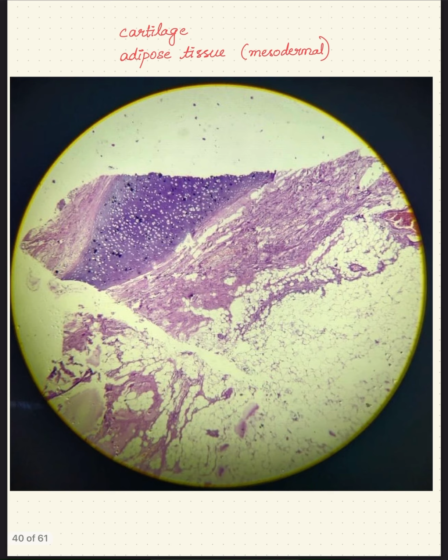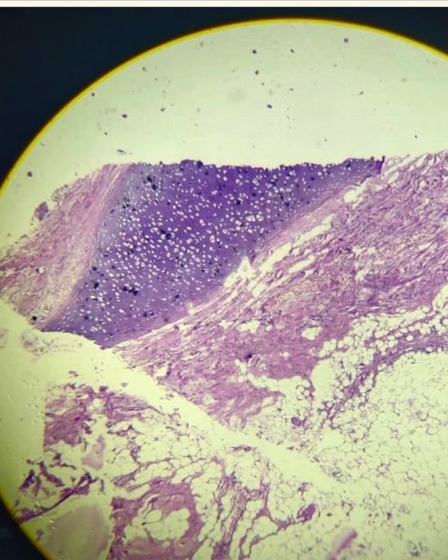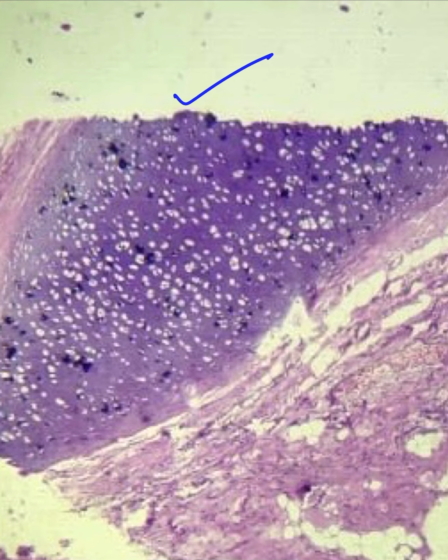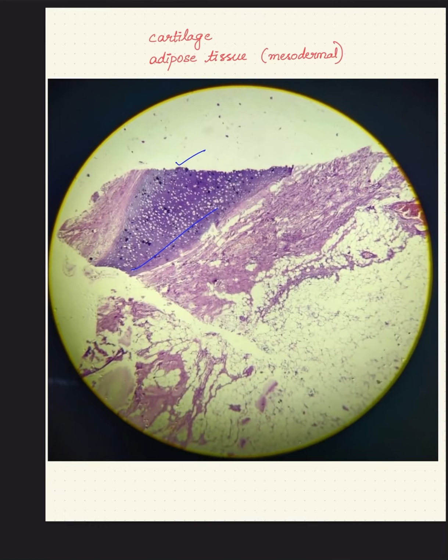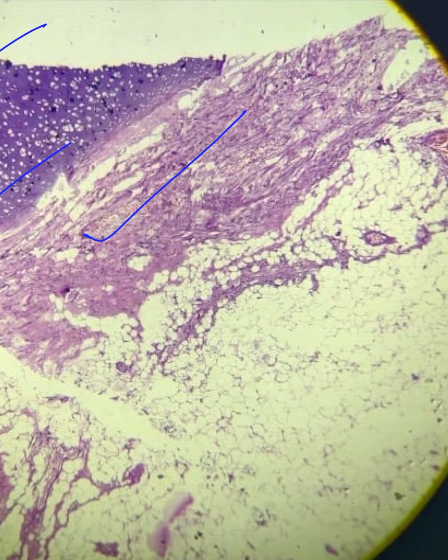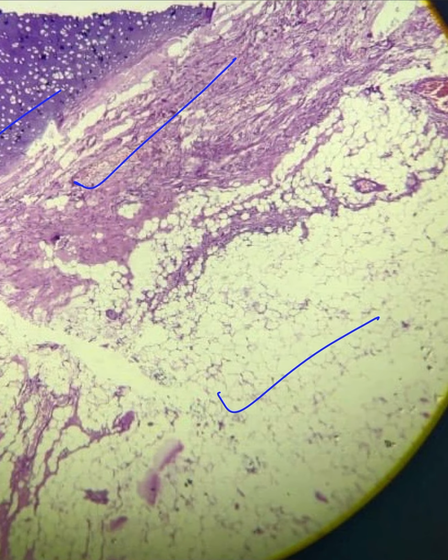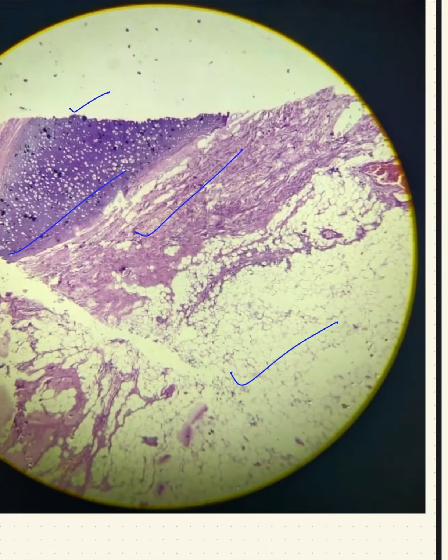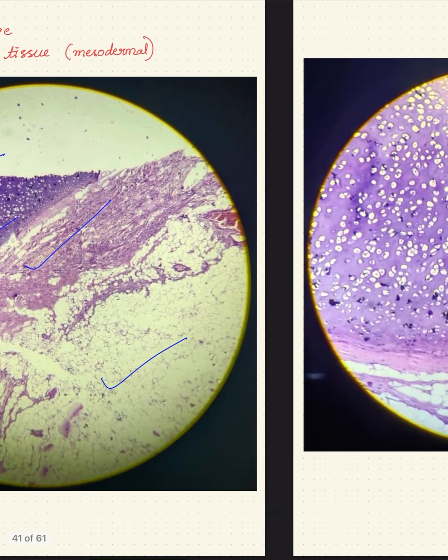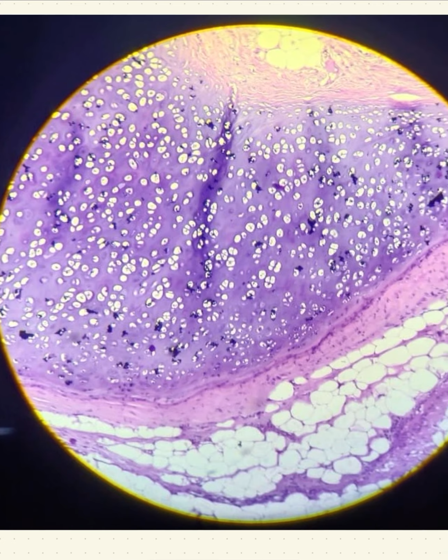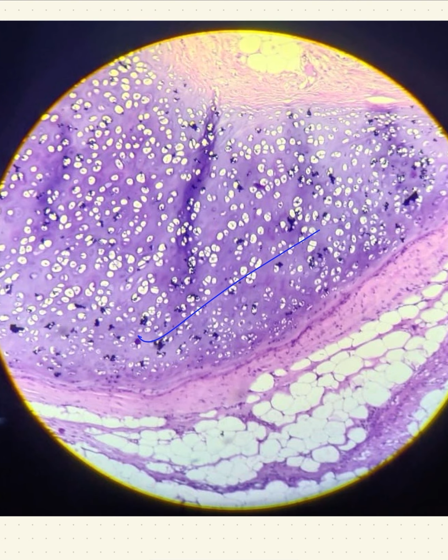Now, let's talk about the mesodermal origin components. This is the cartilage. This is the fibrous tissue. These empty spaces are the adipose tissue. Adipose tissue looks empty. This is the high power view of the cartilage and adipose tissue.